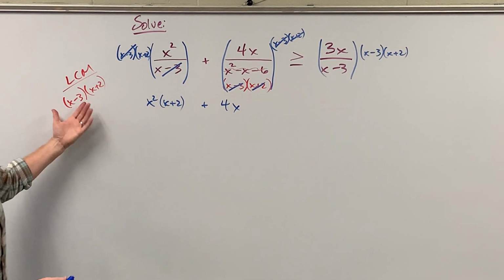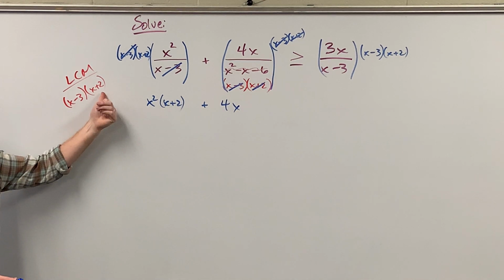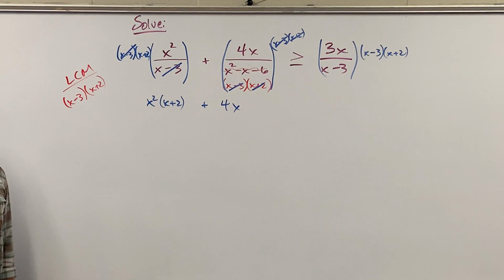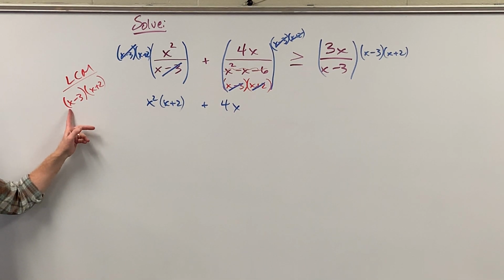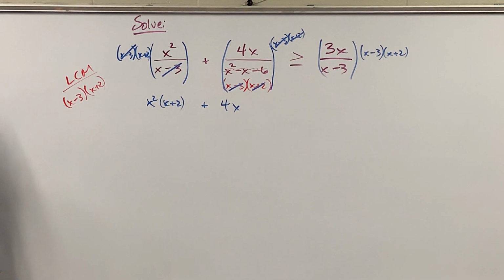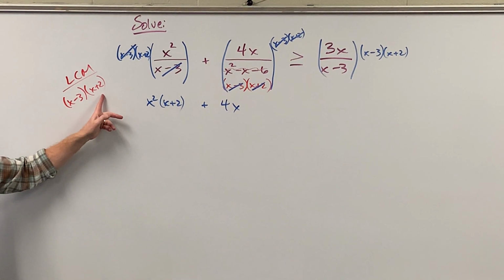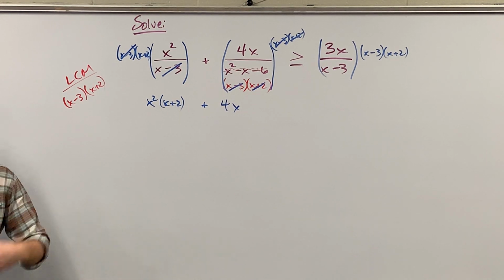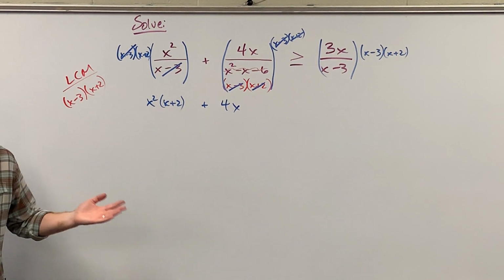Like, what if x is 0? If x is 0, then I'm multiplying by 2 by negative 3. That's negative 6. I would have to change the sign. What if x is 10? Well, if x is 10, I'm multiplying by 7 times 12. That's 84. That's a positive number. Don't change it. What if x is negative 20? Then I'm multiplying by negative 23 times a negative 18, which is a huge positive number. Don't change it. Sometimes I do change it, sometimes I don't change it. Well, I don't know then.